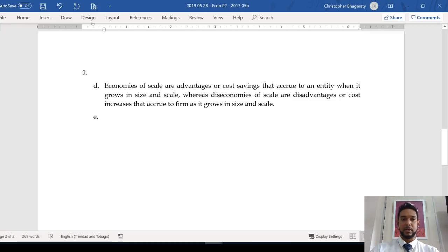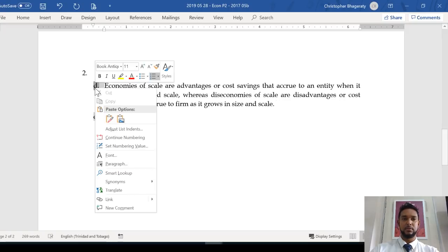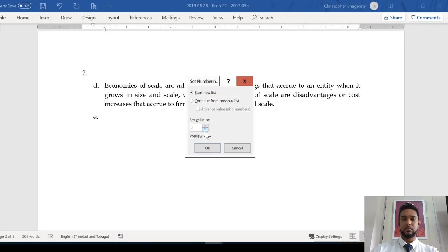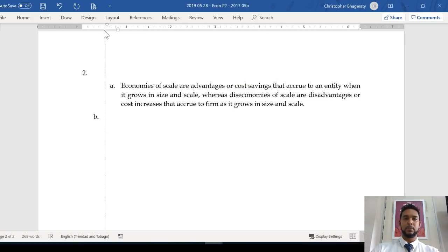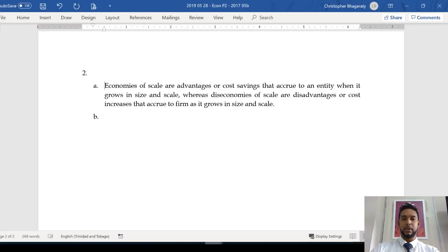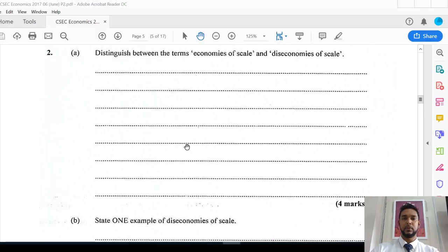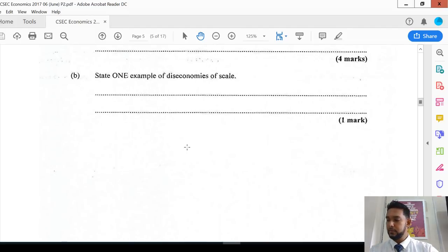Alright, cool. Where were we? No, let's change that. Set numbering value. Cool. Let's pull this back. Alright. Okay, what was the second thing? One example of a diseconomy of scale.